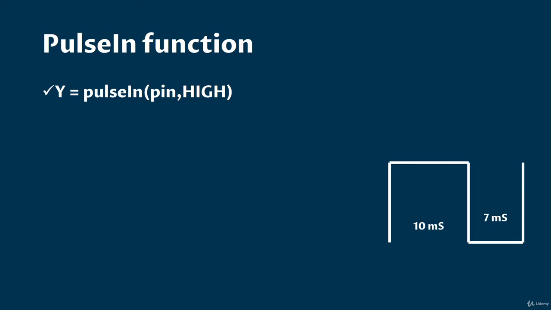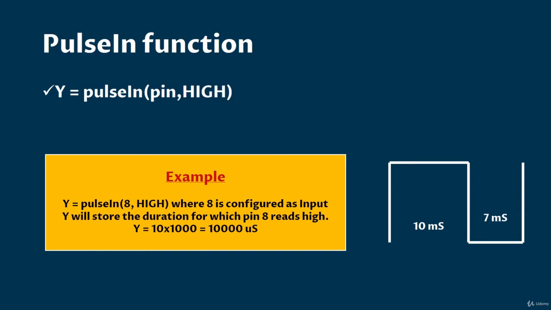See this pulse. The pulse has an on time of 10 milliseconds and off time of 7 milliseconds. And say this pulse is coming at pin 8. Then what? If I write y equal to pulse-in within bracket 8, high, then the function will read the duration of high time and returns the value in microseconds. In that case, what will be the value of y? Can you tell? You can pause the video here and think.